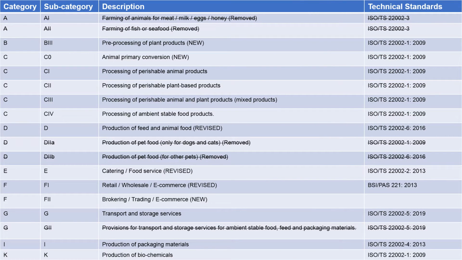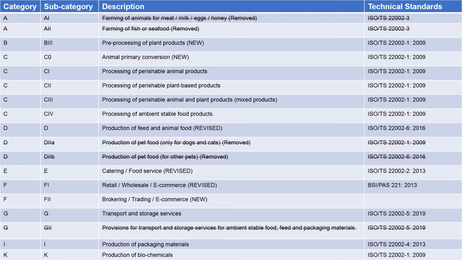Now, let's have a look at the scope of the FSSC 22000 scheme. The scheme is intended for the audit and certification of organizations for the food chain categories or subcategories as indicated on the table that is shown on the slide. And the noticeable difference here is that we no longer have category A. There were two subcategories previously. There was subcategory A1 and A2.